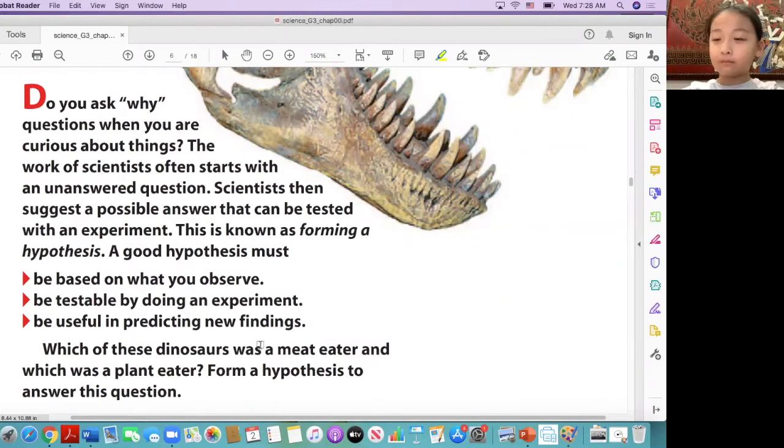Other than just guessing, because we don't want to guess twice, right? We really need to see if our guess is right. And the third thing is it should be useful in predicting new findings. Okay, so this one is very important too.